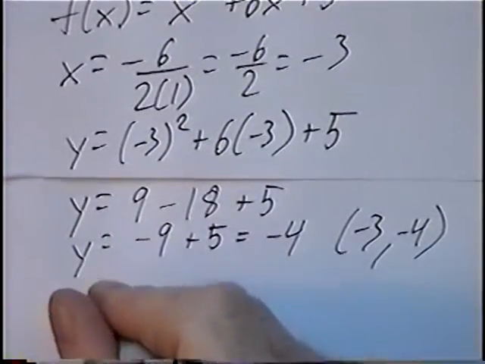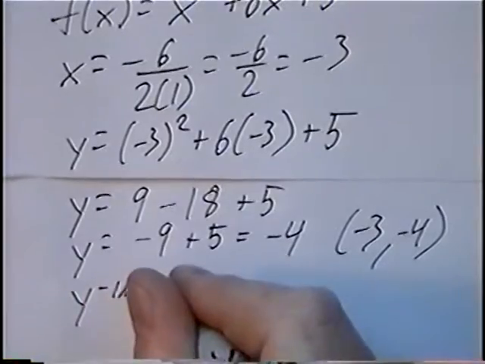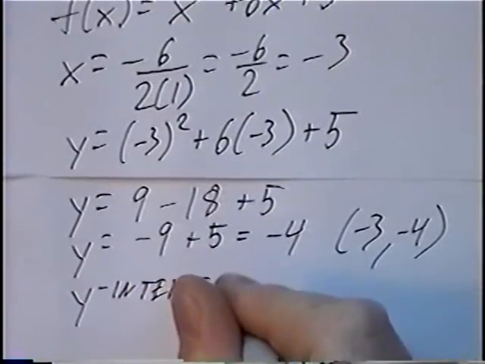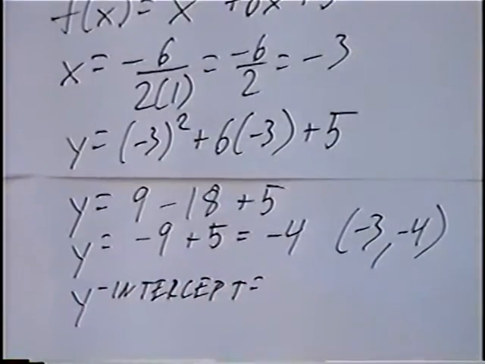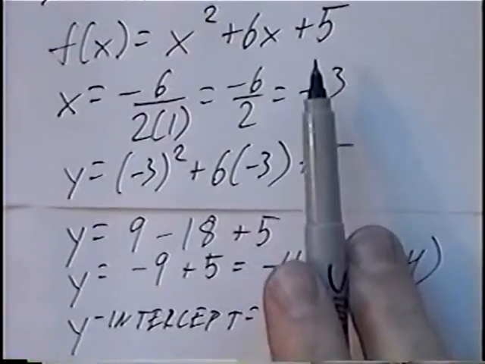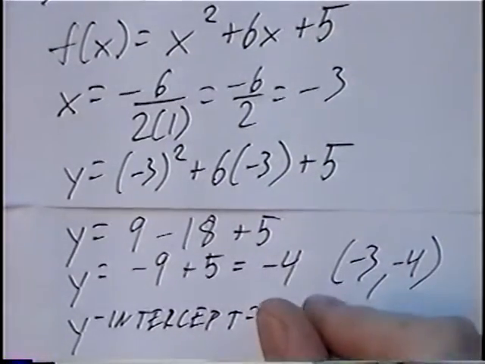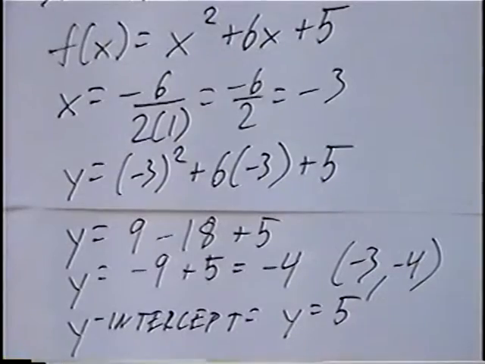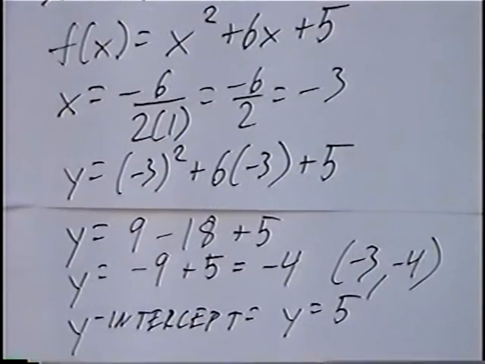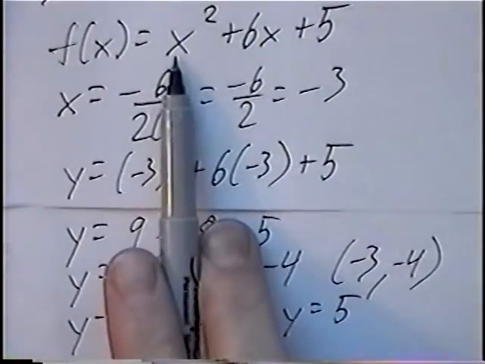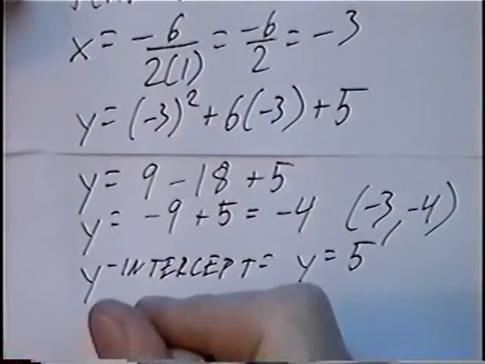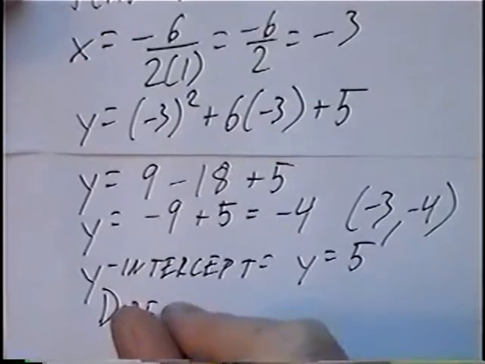We can also find the y-intercept. Y-intercept again is the value of c in the original equation. The value of c was 5, so the y-intercept, y equals 5. And last part, we can find the direction. Since we have a positive x squared, the direction for this parabola would open up.